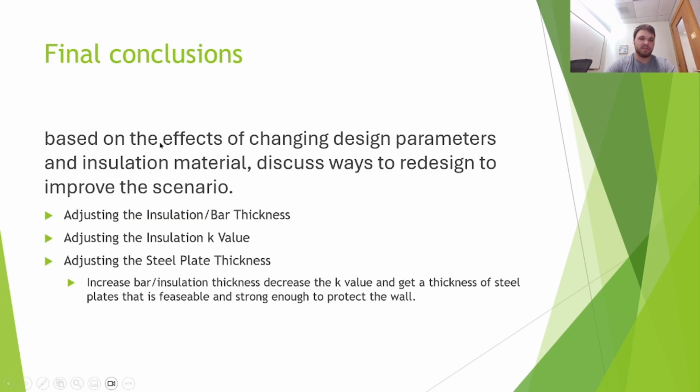So some final conclusions, based on the effects of changing the design parameters in insulation material. A couple ways to redesign it to improve it would be adjusting the things that I said. And key, we're going to want to make the bar / insulation thickness increase and the K value decrease. We're going to need to increase the bar and insulation thickness and then decrease the K value and get a thickness of steel plate that is feasible and strong enough to protect the wall or whatever it is that we're using in that scenario. We're engineers, we know how to do that.